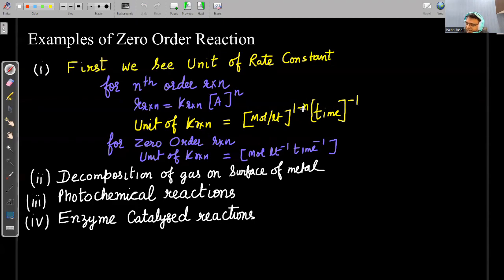For zero order reaction n is equal to 0, so I can say that concentration time inverse for zero order, first order में n की value 1, तो time inverse per minute per second means it is a first order reaction. If it is mole per liter per second, then it is a zero order reaction. So from the unit of rate constant, we can find out what is the order of reaction.